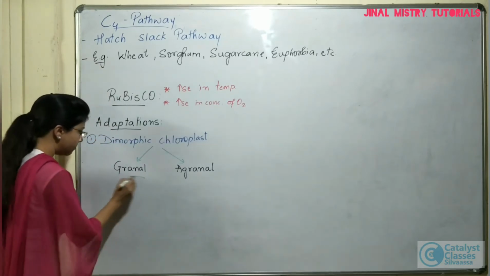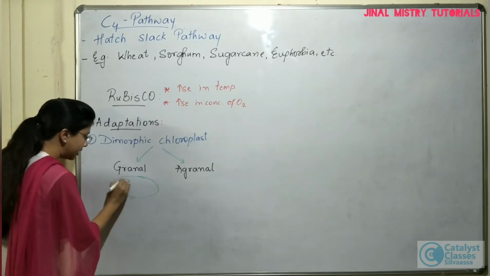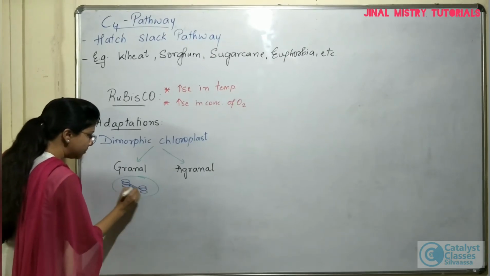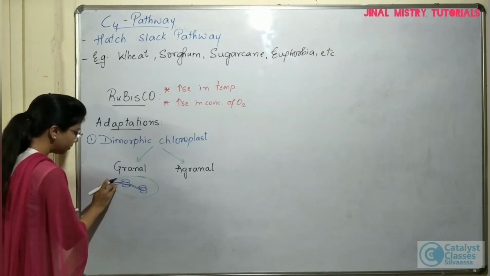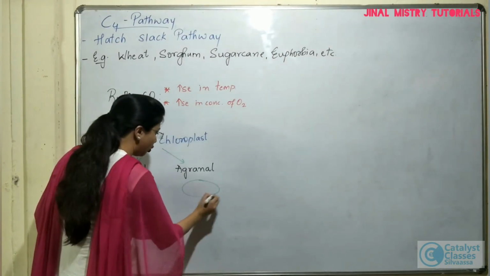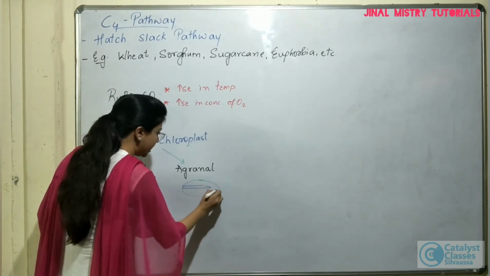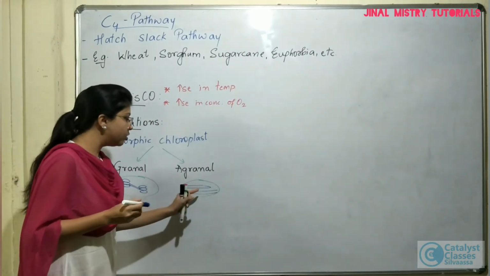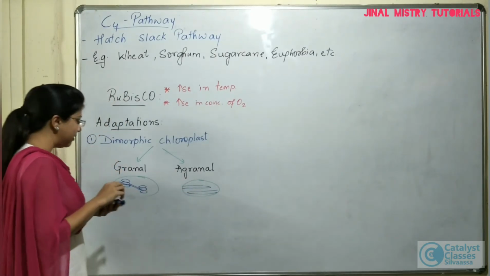If you draw a diagram, the granule chloroplast, like I said, has thylakoids arranged to form the grana, and in between are the stromal lamellae. Whereas in the agranule chloroplast, there will be no grana or thylakoids present. Instead, there will be just the stromal lamellae present, which is not going to help in the light. We will see what exactly the benefit is of the granule and agranule chloroplasts.